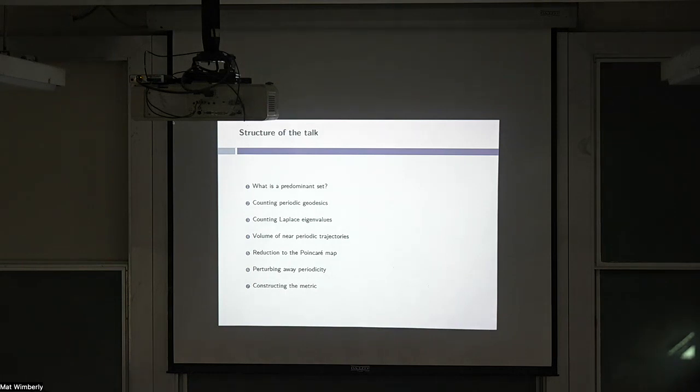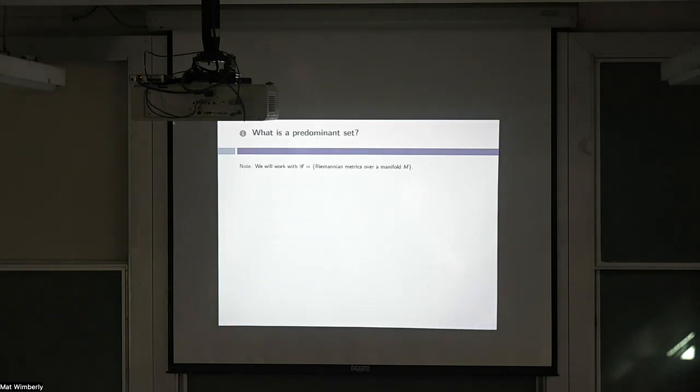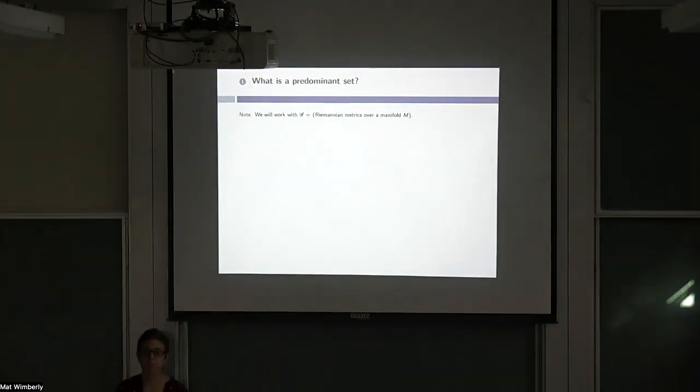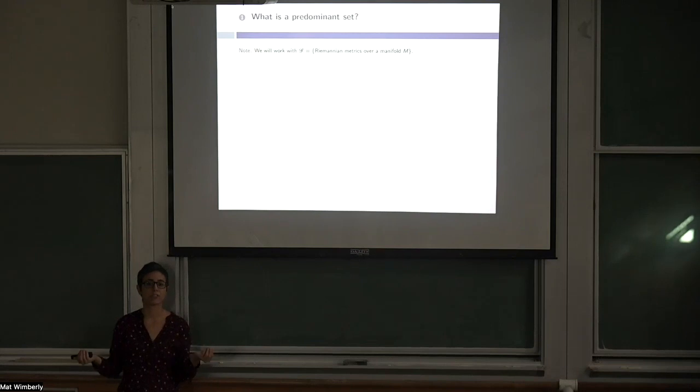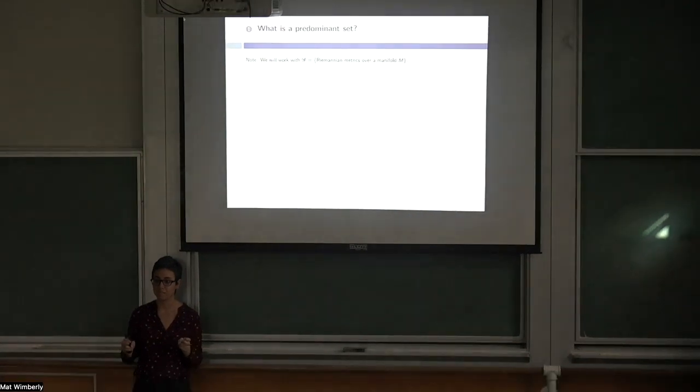Okay, so here we go. I'm going to start talking about what is a predominant set. So we are going to be working in the space of all Riemannian metrics. It sits inside a Banach space, the space of all metric 2-tensors. So you have a linear structure there. The problem is that this space is infinite dimensional. So you ask, what does it mean to have a measure there? How can I introduce a notion of what it means to measure things in the space of all Riemannian metrics?